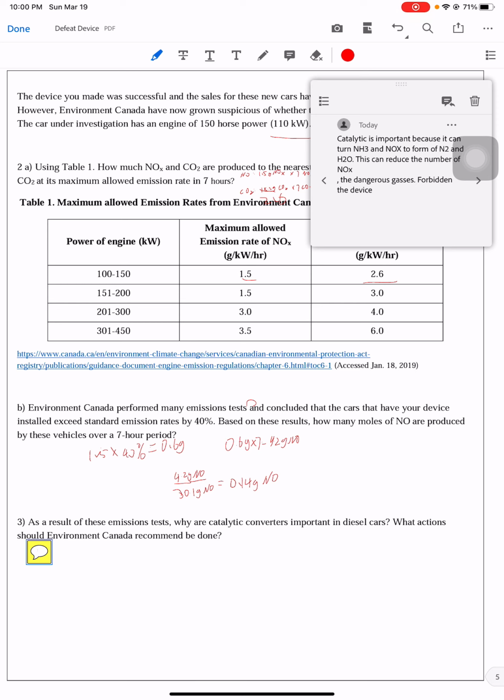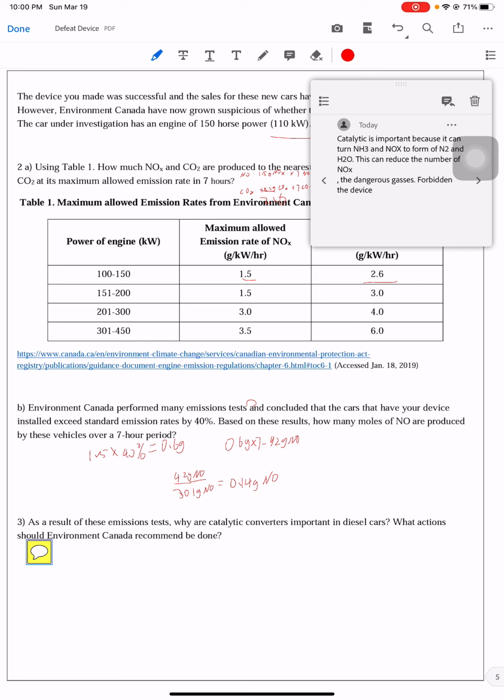Yes, then we can get that the catalyst is important because it can turn NH3 and NOx into N2 and H2O. This can reduce the amount of NOx, and NOx is a dangerous gas. It can cause pollution.